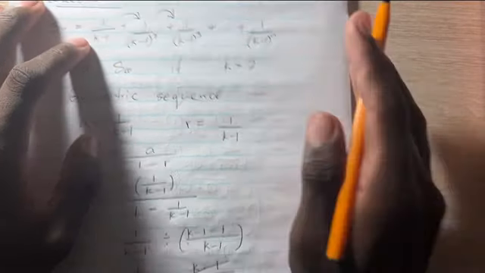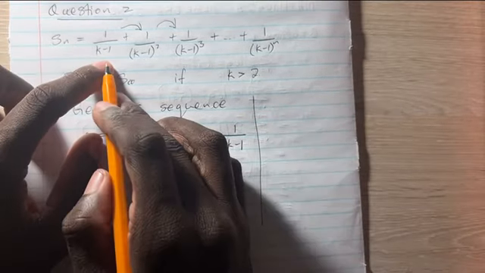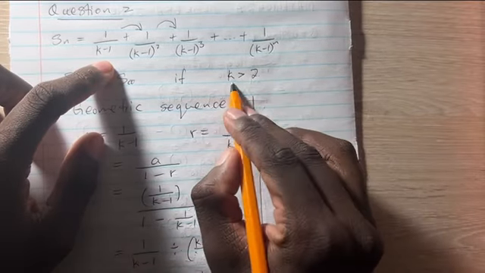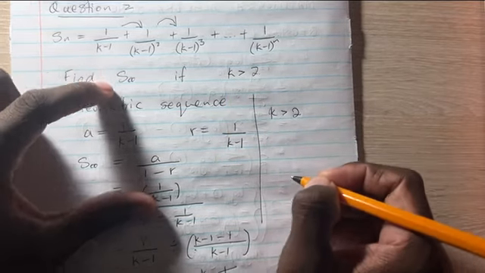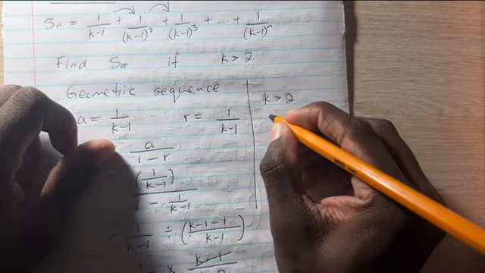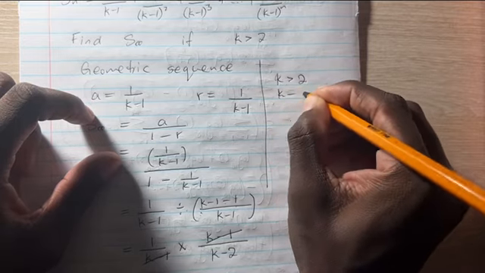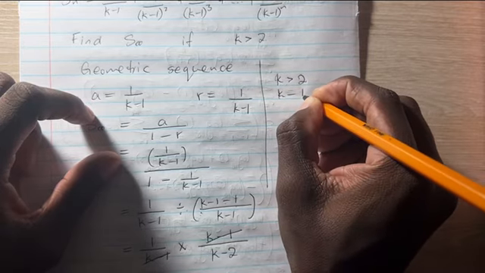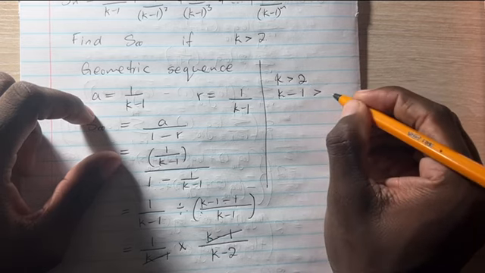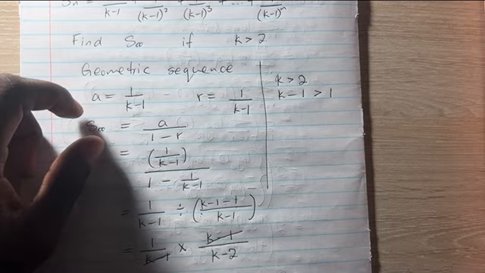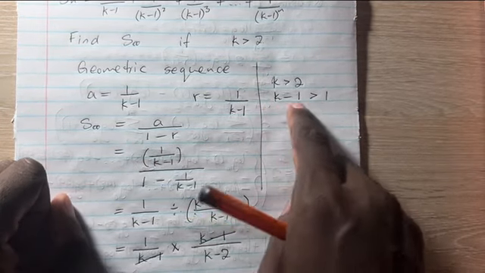I'm just gonna do it with you guys, but I should write it because I'm training you guys for a test. So we're checking if this is converging. They said k is greater than 2. If k is greater than 2, that means r, this is r, that means k minus 1 is going to be greater than 1, basically. You can just subtract 1 from both sides. K minus 1 is going to be greater than 1.